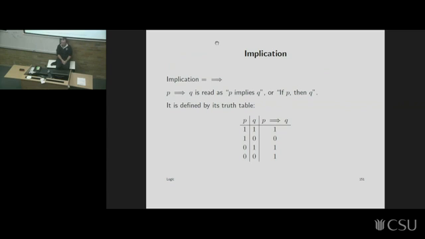Why is P 1, Q 0 then 0? If P is true, Q must be true. So if P is true and Q is false, that's a problem. That means it's not working.